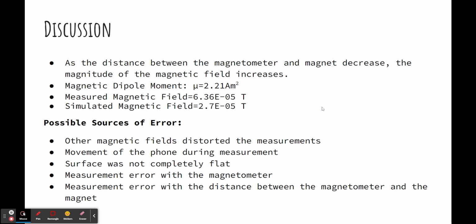So as the distance between the magnetometer and magnet decreases, the magnitude of the magnetic field increases. So as we said before, this is mu, and then the measured magnetic field is 6.36 times 10 to the negative 5, and the simulated one is 2.7 times 10 to the negative 5. Some possible sources of error is that other magnetic fields from the surrounding could have distorted the measurements. The movement of the phone during the measurement may have caused some error. The surface was probably not completely flat. There was probably some measurement error with the magnetometer, and the measurement error with the distance between the magnetometer and the magnet.